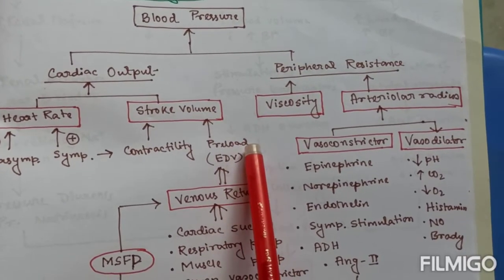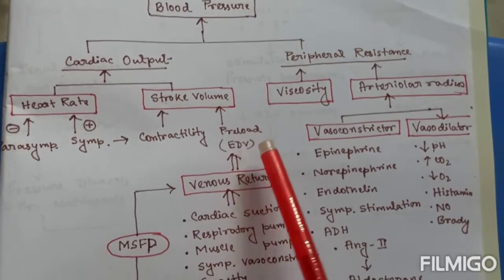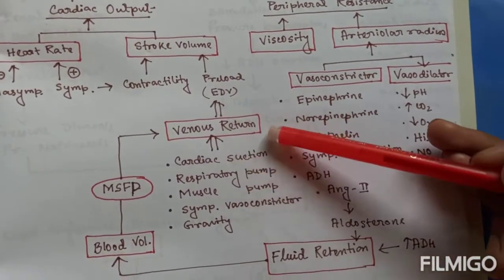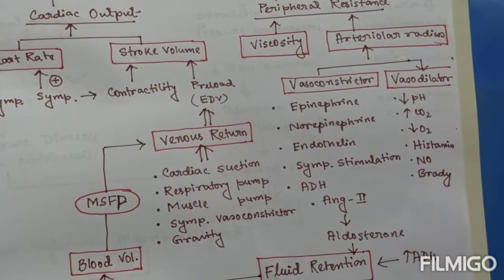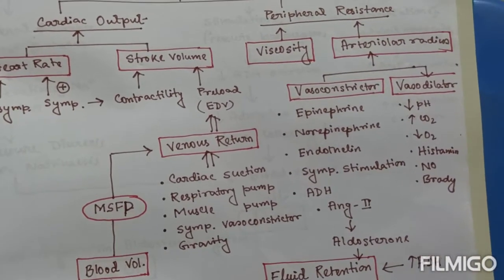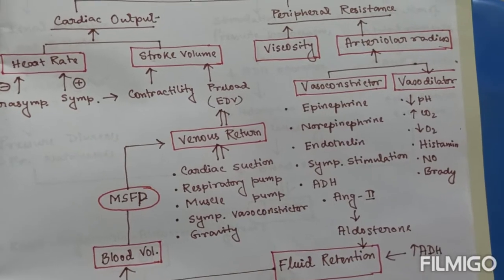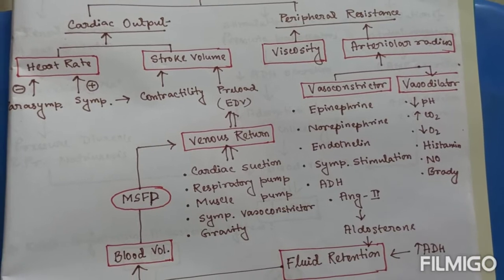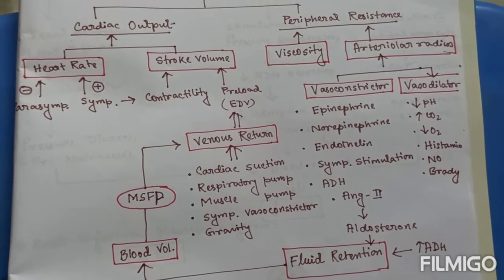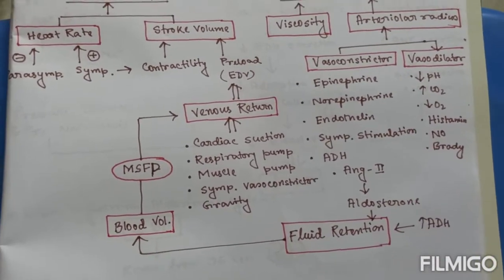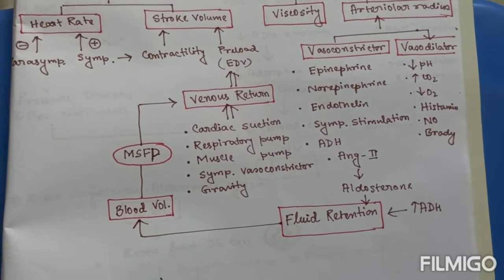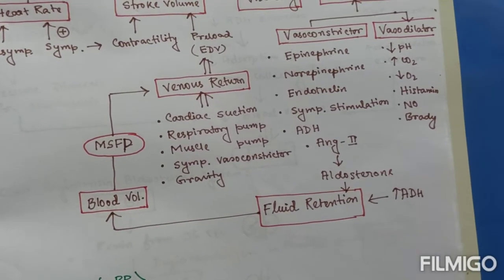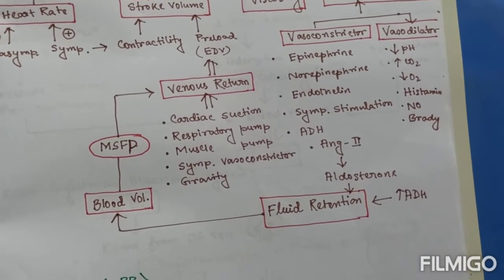It is the main regulating factor, or end diastolic volume, and it is chiefly dependent upon venous return, which is further dependent upon cardiac suction, respiratory pump, muscle pump, sympathetic vasoconstrictor, gravity. These have already been discussed in a previous video. And venous return is also dependent upon mean systemic filling pressure, or in other words, total blood volume. That means fluid retention in the body.